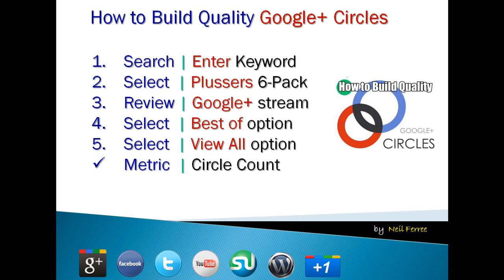And then I hit view all, which feeds up the panel. And then because I have the circle count extension incorporated into my Chrome browser, I'm able to use those metrics to help me decide whether I want to add that person to the circle or not.